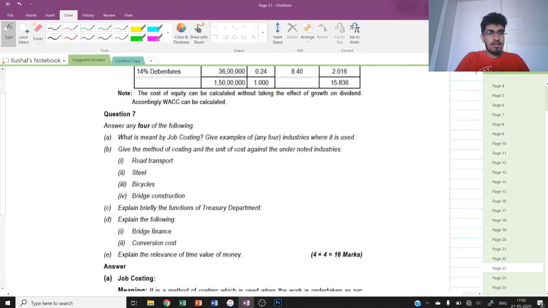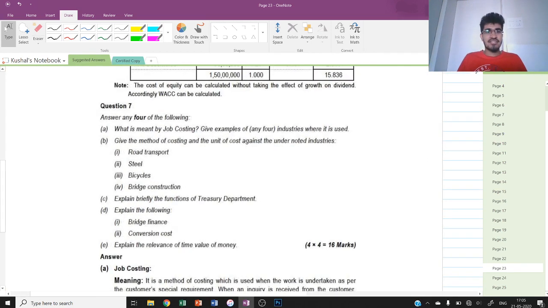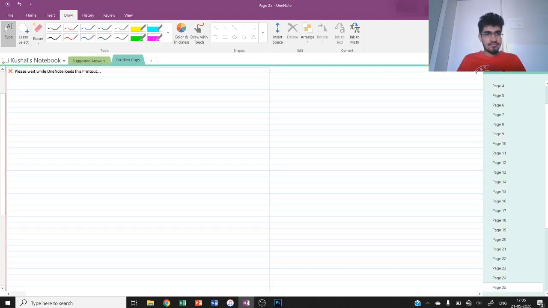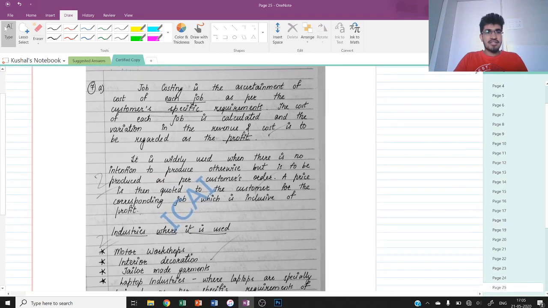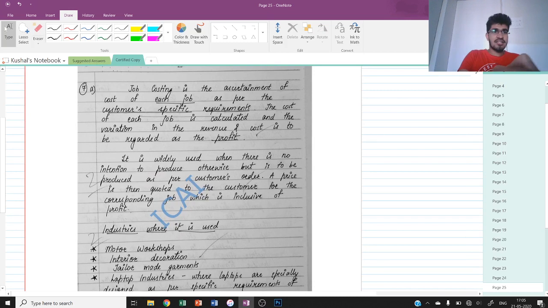Answer any four of the following. What is meant by job costing and give examples of industries where it is used. Okay, so job costing is nothing but ascertainment of cost of each job. I have written the definition first. Then it is as per customer specific requirements. See how I have underlined each and every keyword over here.